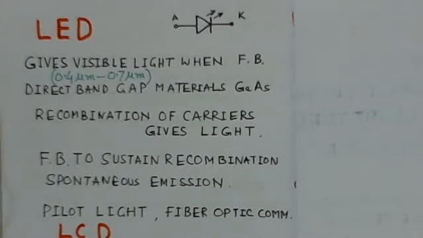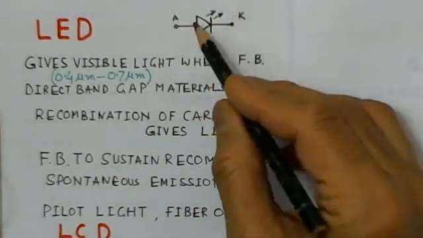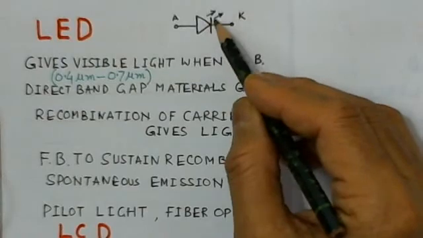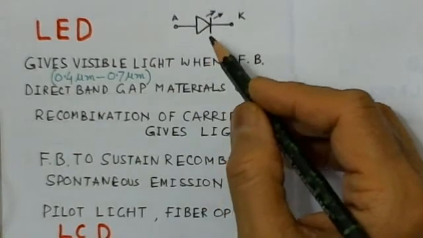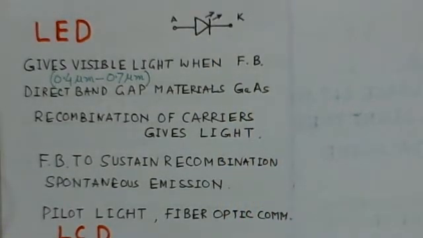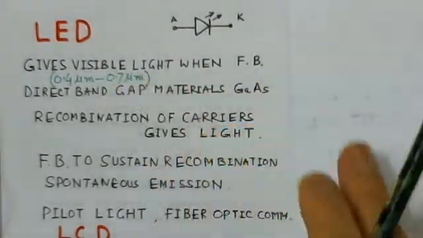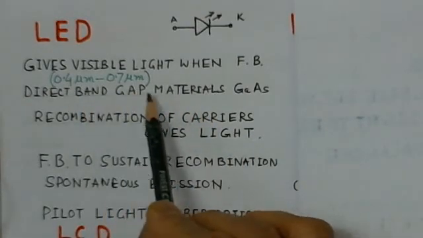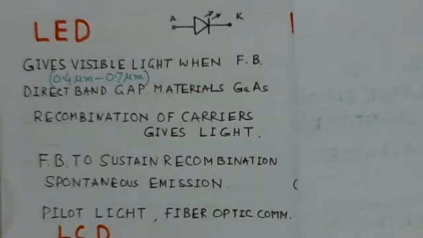The symbol of the LED is indicated here. This is the anode and this is the cathode. It is a simple diode, and the arrows here indicate that these diodes are emitting light. So these diodes give visible light when they are forward biased, and the visible light is in the range of 0.4 micrometer to 0.7 micrometer, and the material which is used here mostly is of the direct band gap type of material.